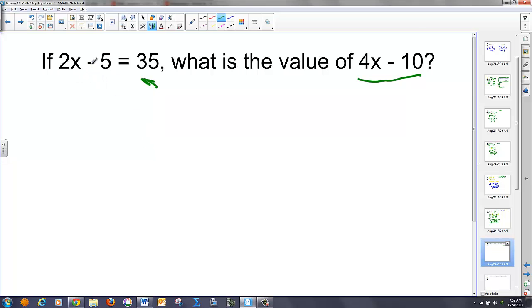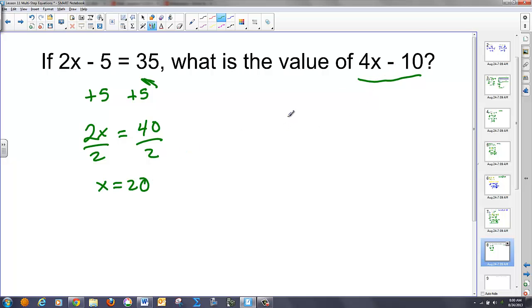So in order to undo this subtraction of 5, I have to add 5 to both sides. I have 5 plus negative 5, or 5 minus 5 is 0. So I have 2x is equal to 40. I can divide by 2 to both sides, or I can multiply by a half. I'll divide by 2 this time. So divide by 2, and x equals 20.